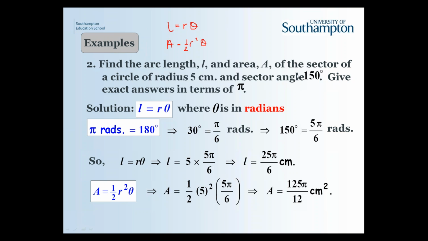So it is just a case of making sure that if you are using these formulas, we need to use them when it's in radians, because the reason that these work is that they take account of it being in radians. Otherwise, you would have to go back to using 150 over 360 times pi r squared, which would be fine. They have asked for it in terms of pi, so they're generally expecting you to do it in radians.